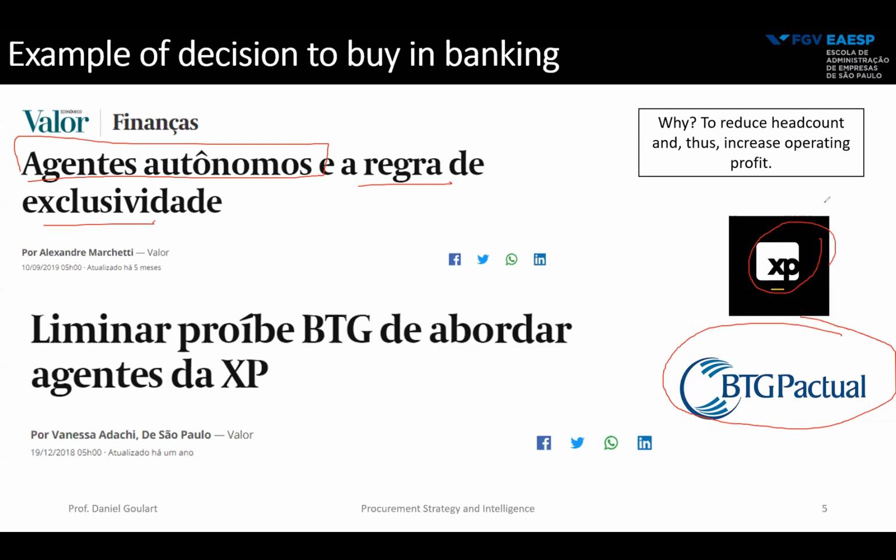Very interesting and very dangerous because selling products is a key activity. Credit assessment is a key activity for banking, and capturing and maintaining new clients is also a key activity. BTG noticed the potential of this business model and started to approach XP agents. Trust.